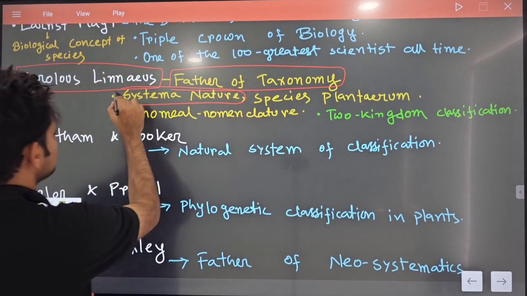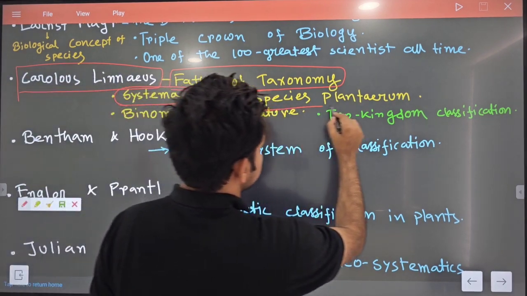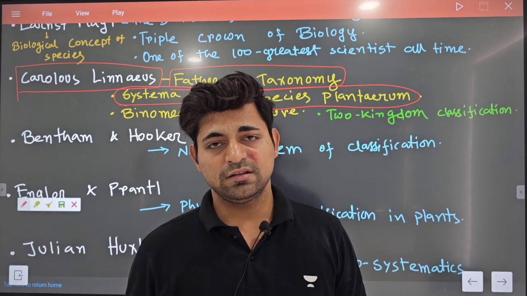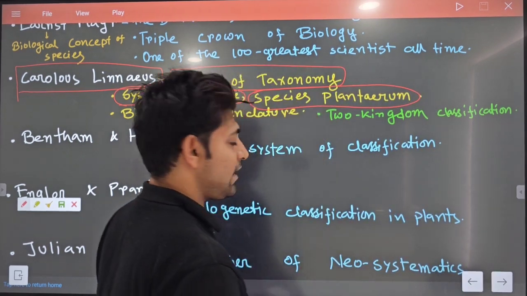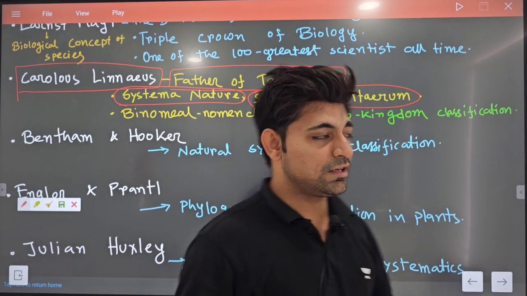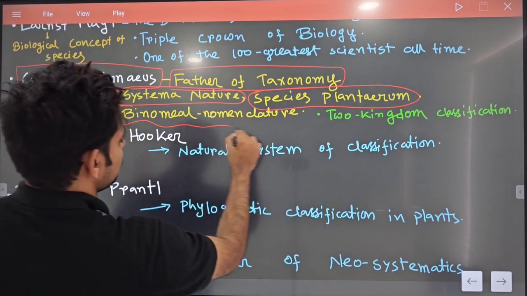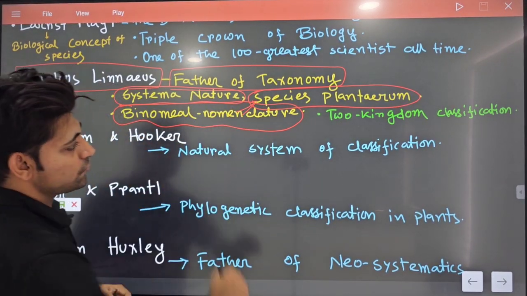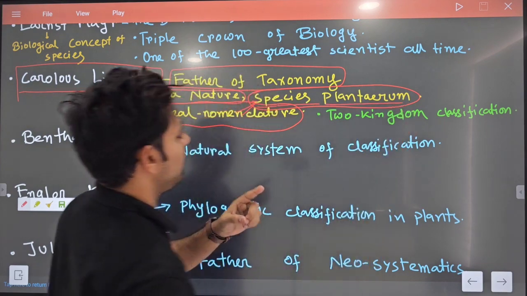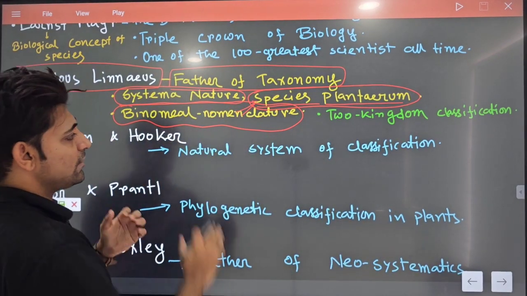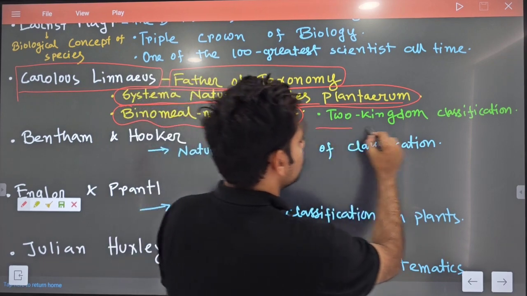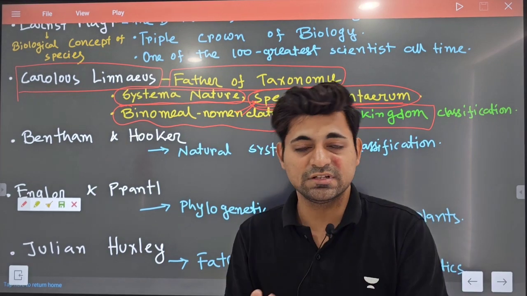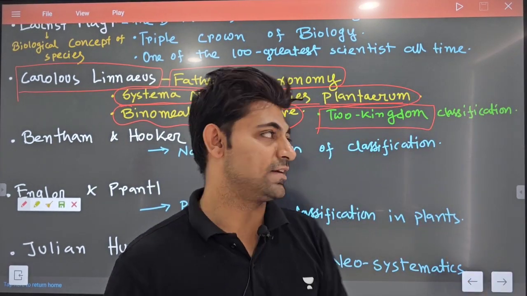The most famous book was Systema Naturae. Then he had written Species Plantarum, in which he told about binomial nomenclature. He had written another book, Philosophia Botanica. In the book Species Plantarum, he wrote about binomial nomenclature, and he is the person behind two kingdom classification. He divided living organisms into animals or Animalia and plants or Plantae.